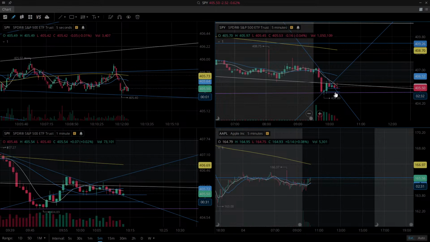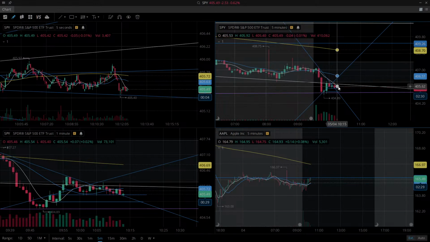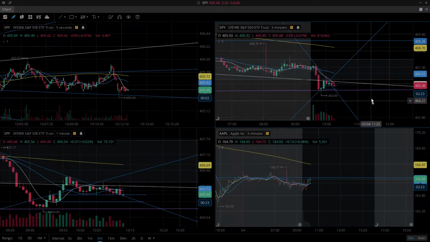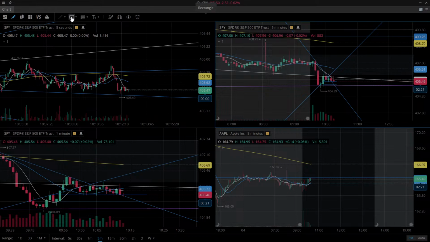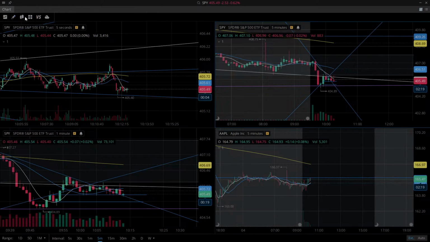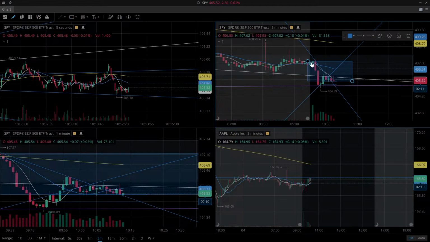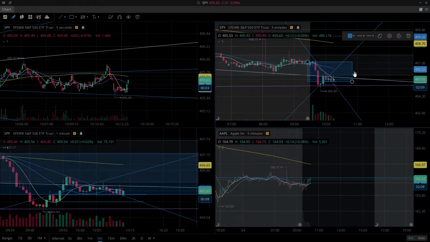Kind of hanging on the support from that diamond pattern here. Looks like it wants to test it one more time. A break will give us a bearish measured move. Make sure I got the drawing tool out before I hit that button. So if you take your bearish measured move, build a box, this is your expected leg.